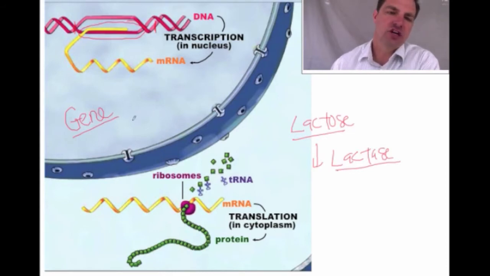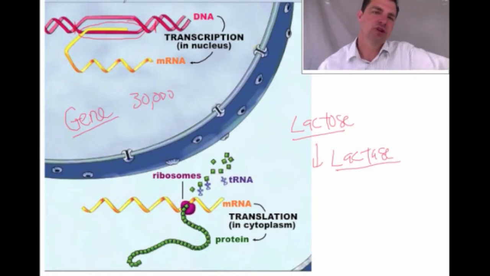In a human, we originally thought, maybe 20 years ago, that there were probably something like 100,000 genes, and now we think it's more on the order of 30,000 genes in a human, somewhere in there. So we're going to talk about two different parts, and that's called transcription and translation.